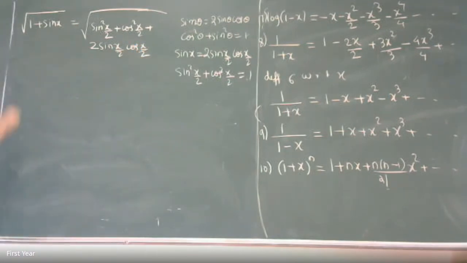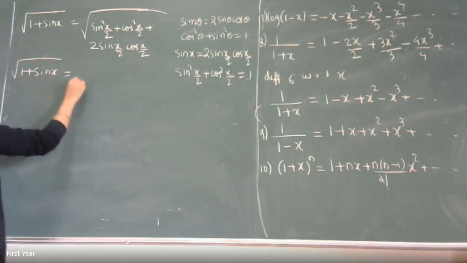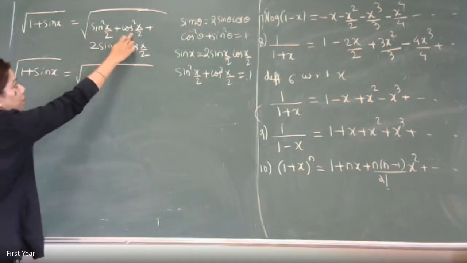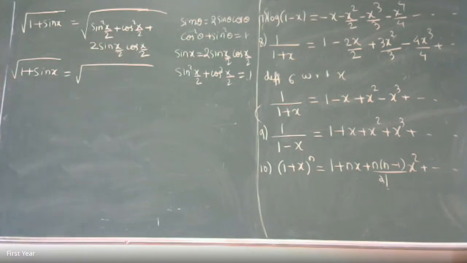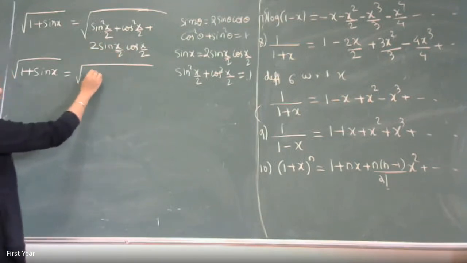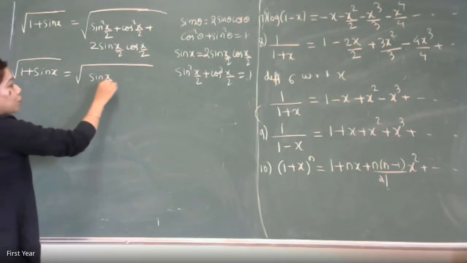Clear? And then root of 1 plus sine x is equal to square root of a square plus b square plus 2ab. A square plus b square plus 2ab is a plus b the whole square.